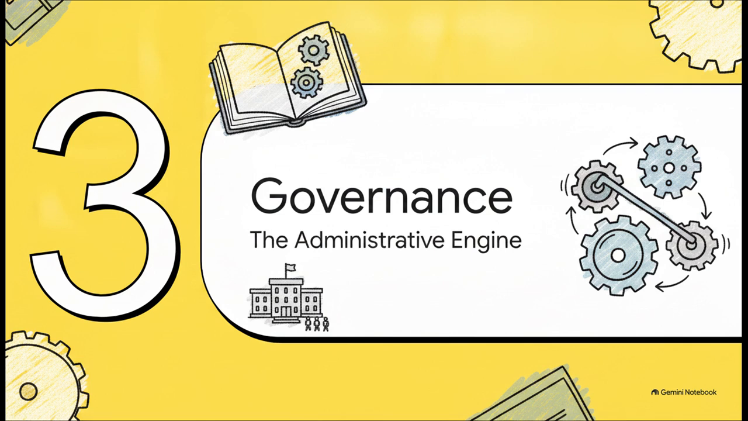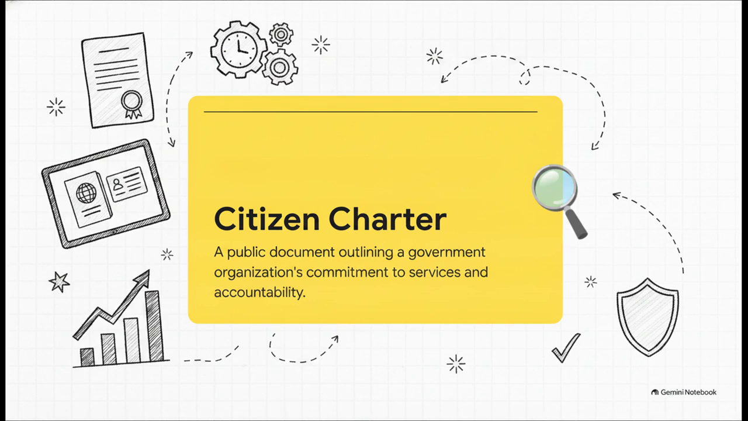Moving right along, let's shift gears to Pillar 3, governance, the administrative engine. If polity is the rulebook and social justice is the goal, well, governance is the actual administrative engine that makes it happen. This is where you study the exact machinery that you, as future officers, are aiming to join. It focuses heavily on how administration happens on a daily basis.